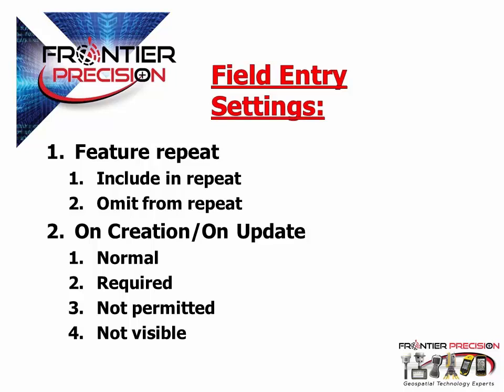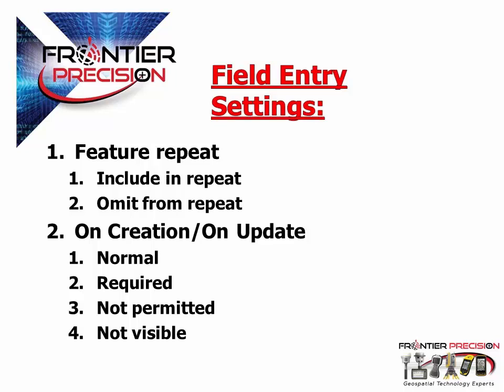Field entry settings allow a data dictionary creator to configure what needs to be added by a field user. Feature repeat, include and repeat, allows a field user to repeat the attributes that were added for a previous feature into a following feature. To omit from repeat would create the need for a field user to enter unique information for each feature.